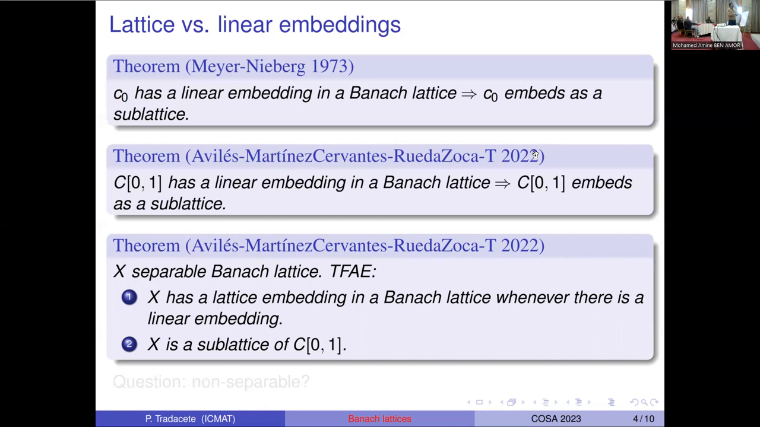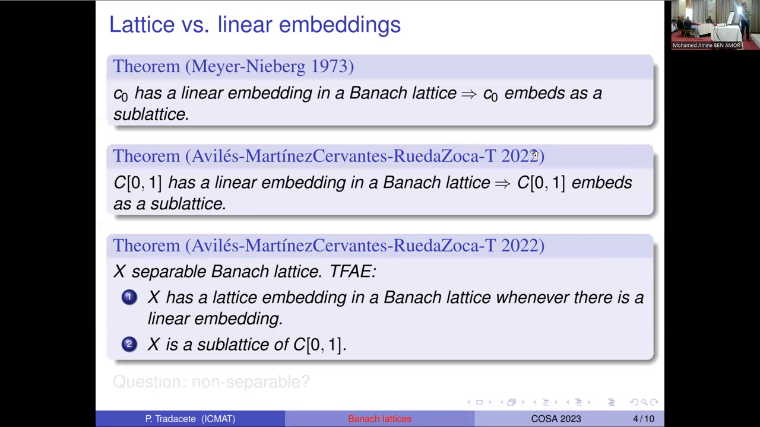For separable Banach lattices, it is the same to have this property, that whenever you have a linear embedding there is a lattice embedding, as saying that my Banach lattice must be a sublattice of the space of continuous functions on [0,1], okay? So you have many different sublattices with this property, because C[0,1] embeds there, it's a sublattice.